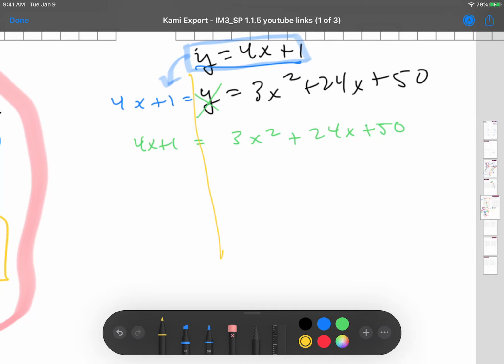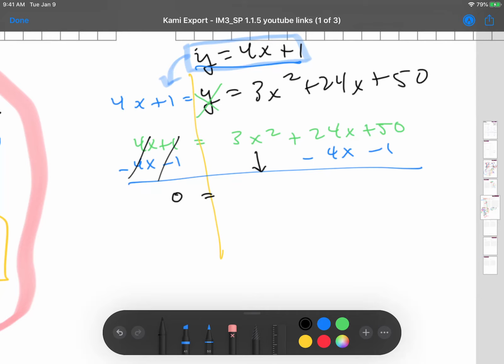Now we need to set it equal to 0. So we need to basically move everything over. I'm going to use opposites, the inverse math operation, to go across the equal sign. Why is that the case? Because it equals 0. 4x minus 4x equals 0, 1 minus 1 equals 0. Then I'm left with 3x squared plus 20x plus 49.